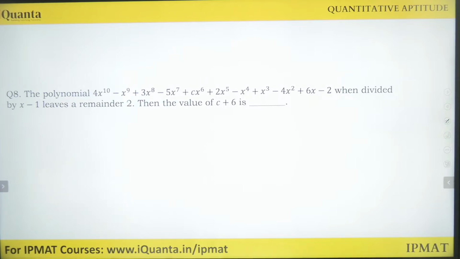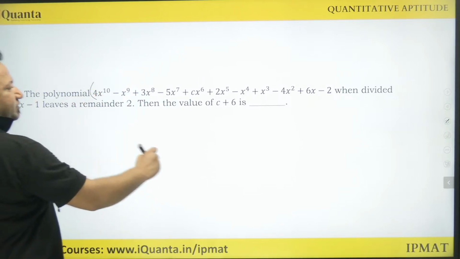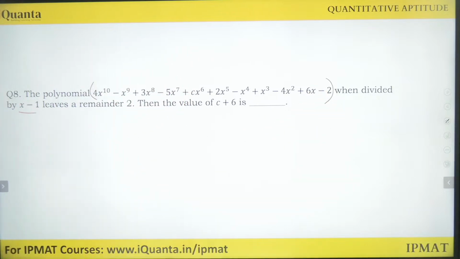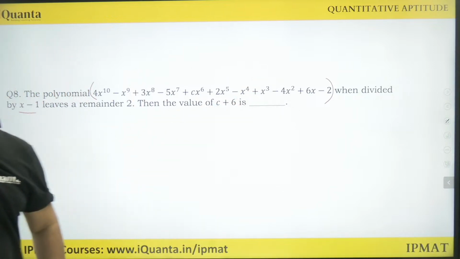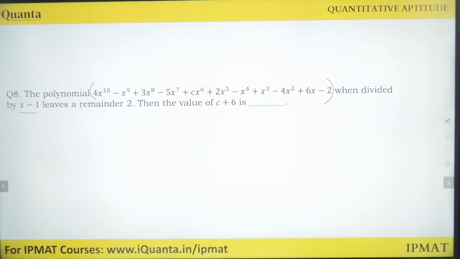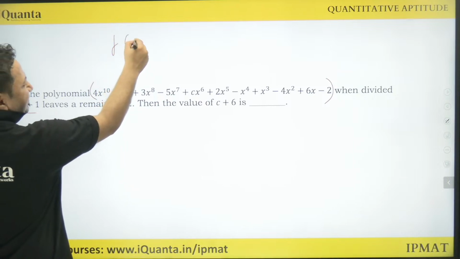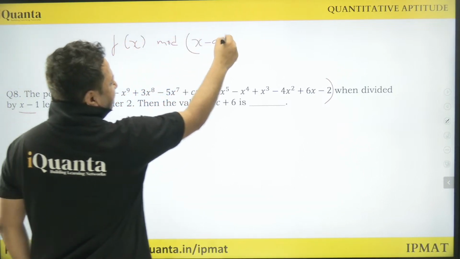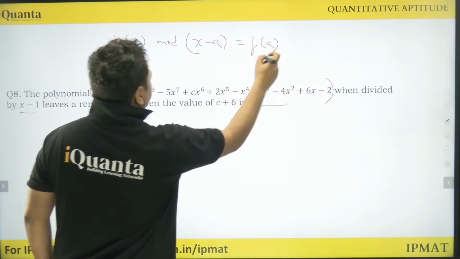The polynomial, we have a huge polynomial like this. When divided by x minus 1 leaves remainder 2. What's the value of c plus 6? There are so many variables, which kind of sends chills to some people. But there is a thing called the remainder theorem, which says f(x) when divided by x minus a, the remainder is f(a). Do you understand this function?